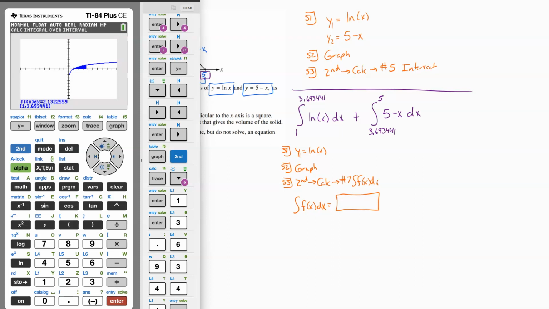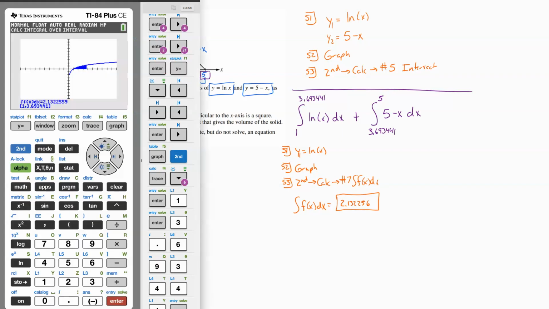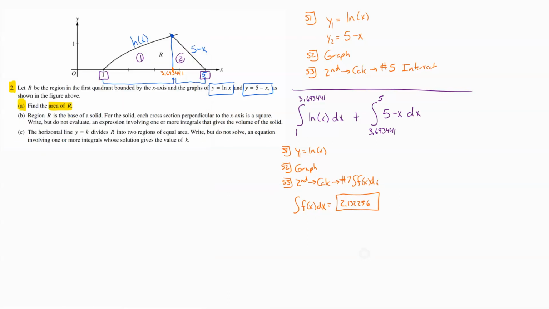So that's going to be, again, take it out to 6 decimals before you go adding these together. So 2.132256 is going to be the first half of our answer. Just checking myself to make sure I wrote it all down right. And now we'll do the same exact thing on the other side here.